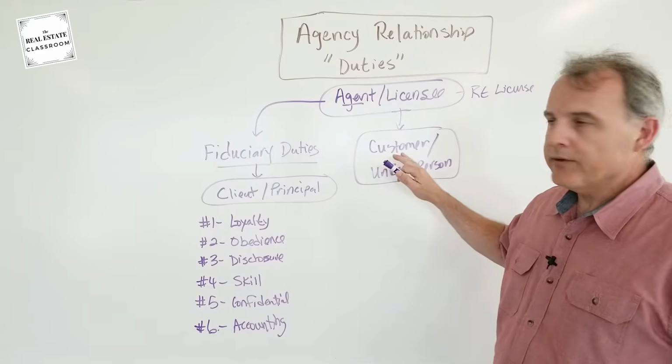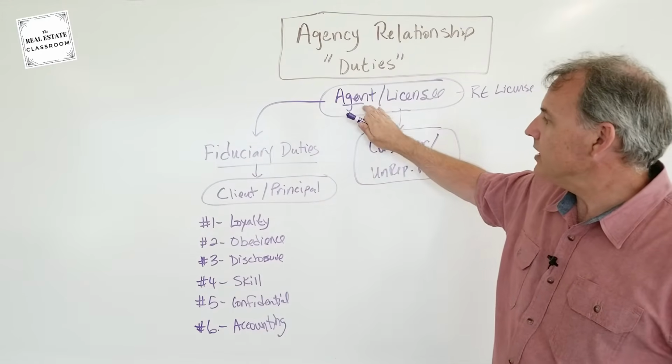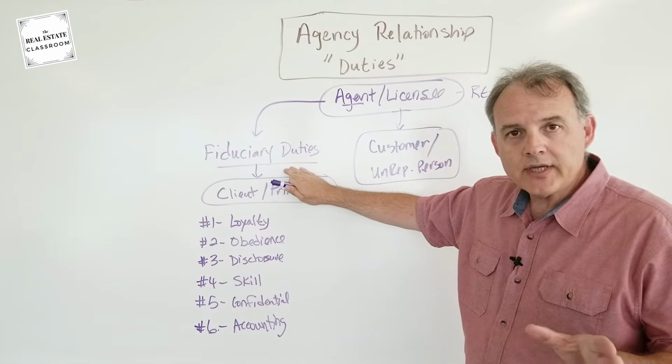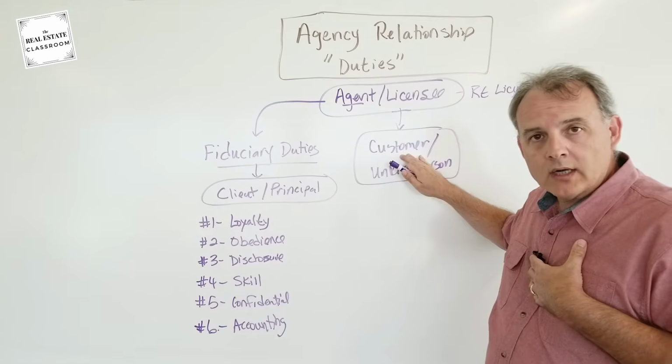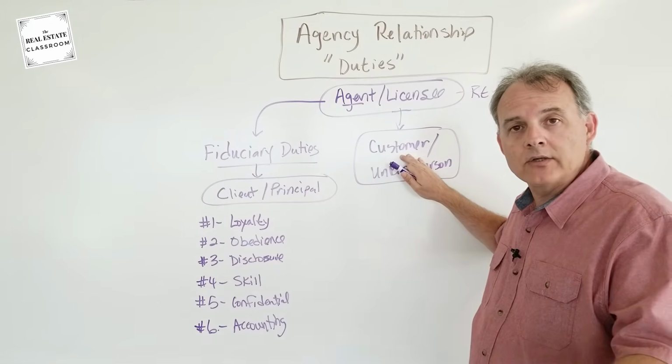All right, and I'll give you an example where this is probably the most common. Let's say that I'm the listing agent and I have the seller's house up for sale. The seller is my client. And this person walks through my open house and says, hey, Paul, I want to write up an offer.